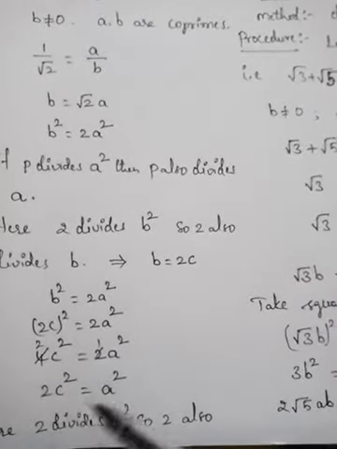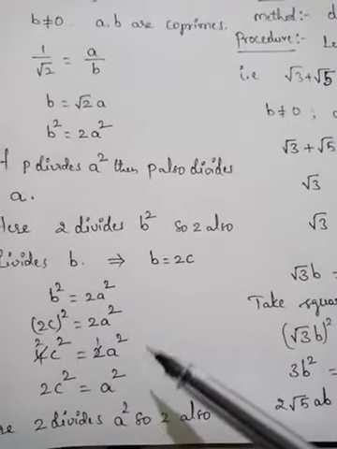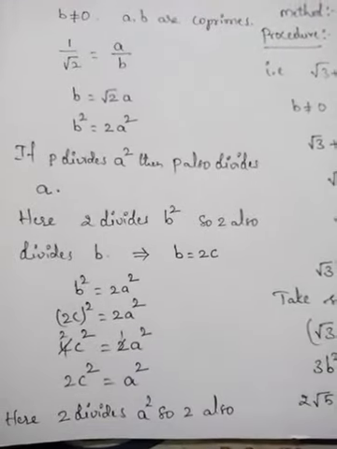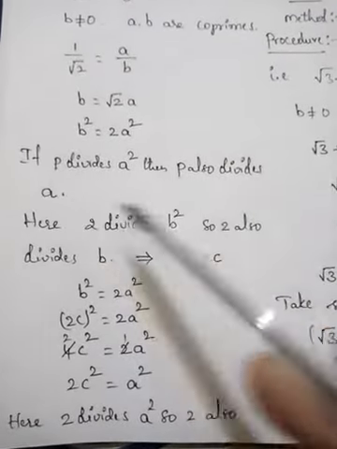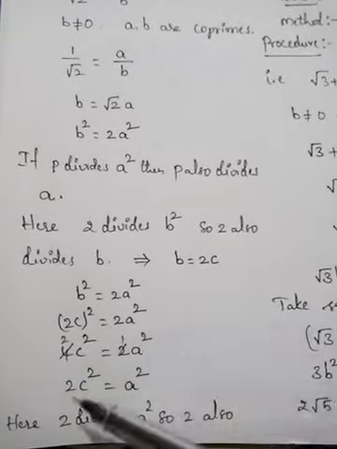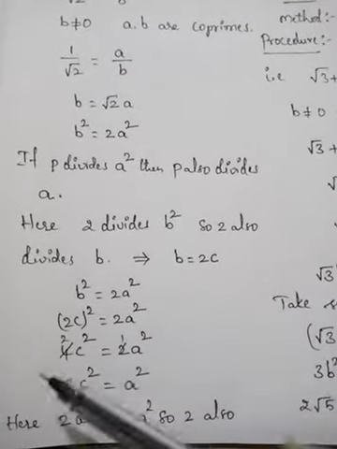Here 2 and 4 will cancel with the 2 table: 2 1s are 2, 2 2s are 4. So 2 is cancelled, and it remains 2c square is equal to a square. According to the first condition, if p divides a square, p also divides a. Here 2 divides a square, why? Because of 2 into c square. Here LHS becomes RHS, that means a square is equal to 2c square.